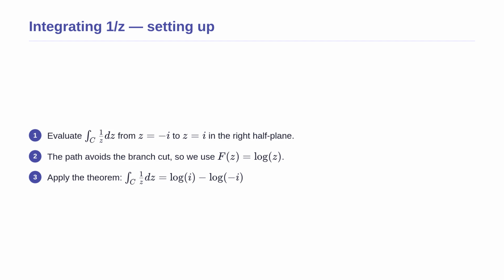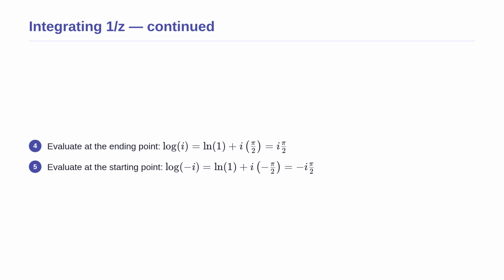We plug the ending point and the starting point into our logarithmic antiderivative function. Now we just need to evaluate these two logarithms. Continuing our calculation, we evaluate the logarithm at the ending point, positive i. The distance from the origin to i is exactly 1, and the natural log of 1 is 0.